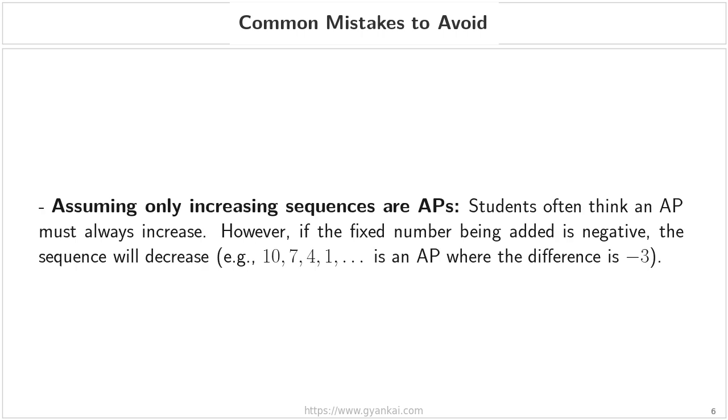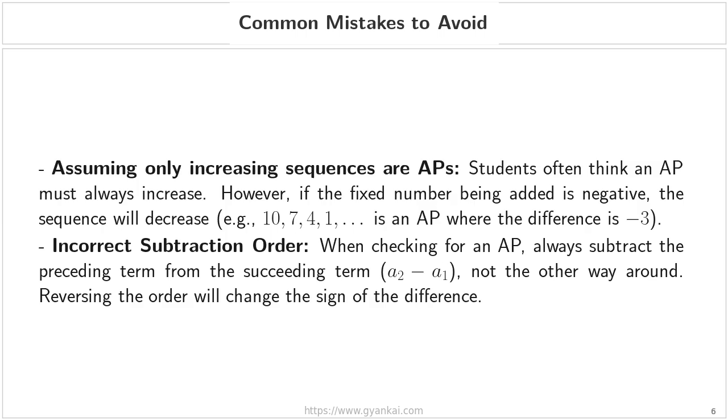First, be careful not to assume that an arithmetic progression must always be an increasing sequence. Many students believe that because we talk about adding a number, the sequence must get larger. However, remember that the fixed number we add can be negative. For example, if you have the sequence 10, 7, 4, 1, and so on, this is still a perfectly valid AP, where the common difference is -3.